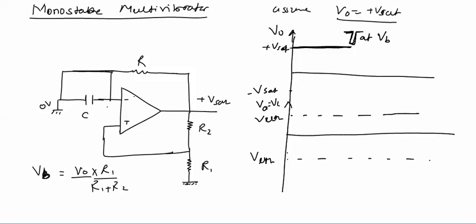If we apply a negative pulse at VB, as we have earlier seen in a bistable multivibrator, this pulse will bring the VB voltage below VA. If VB becomes below VA, the output changes from plus Vsat to minus Vsat. For a short period, the output has come to minus Vsat from plus Vsat.